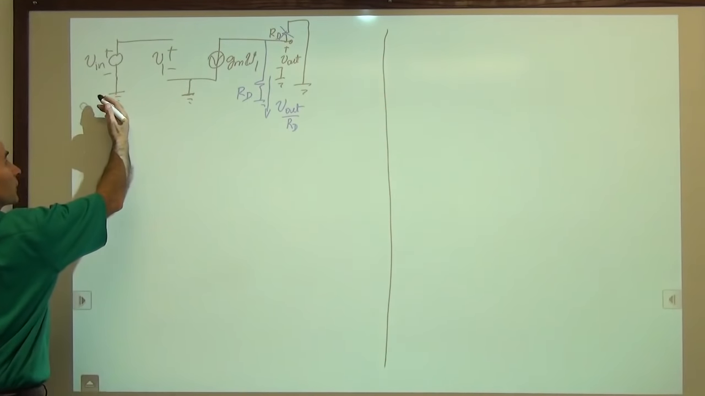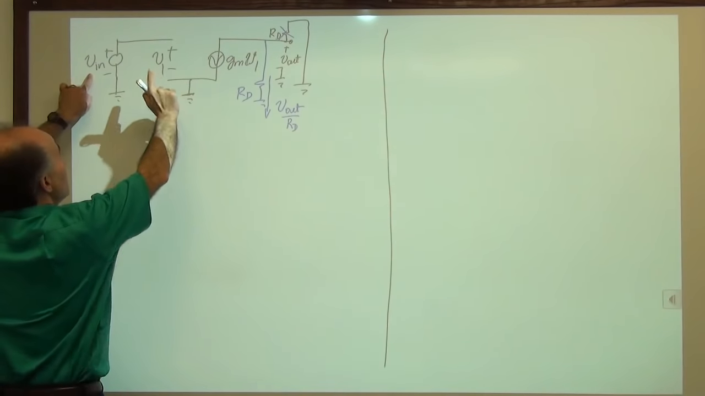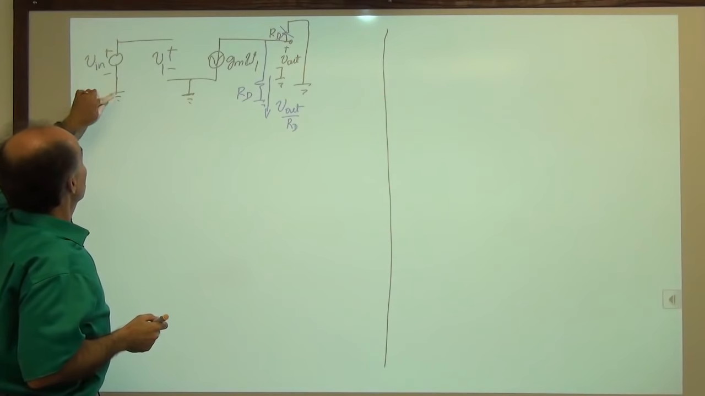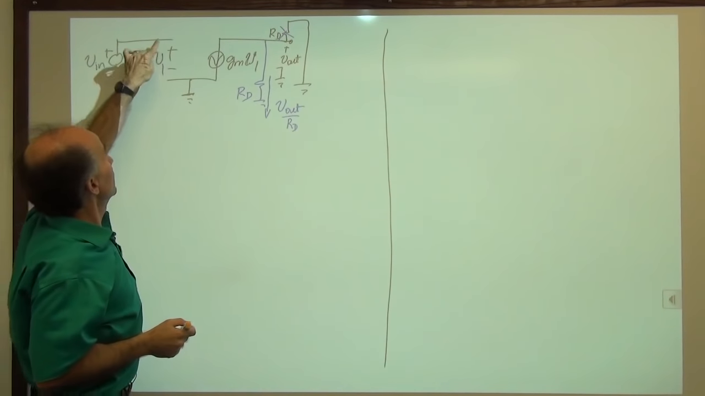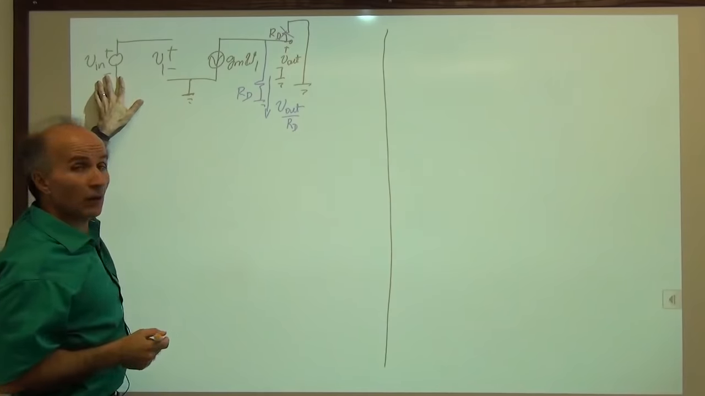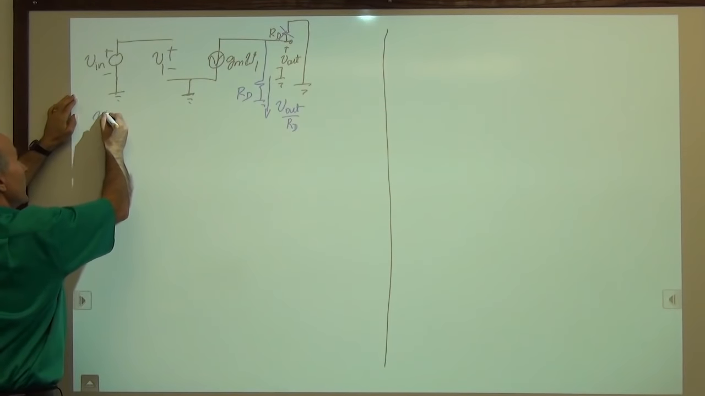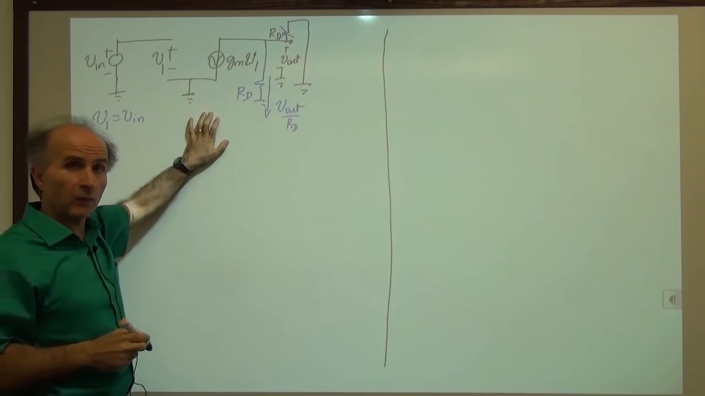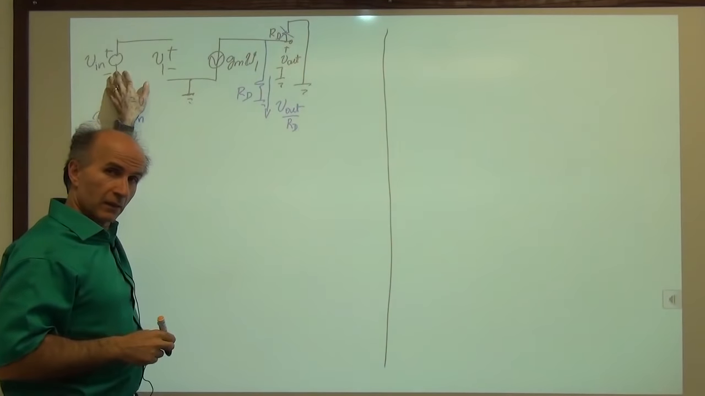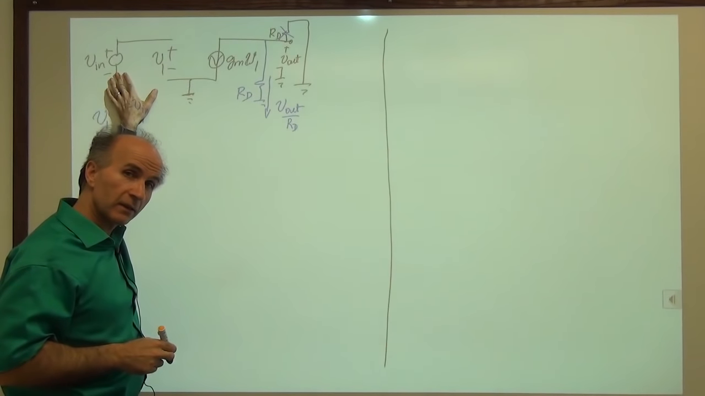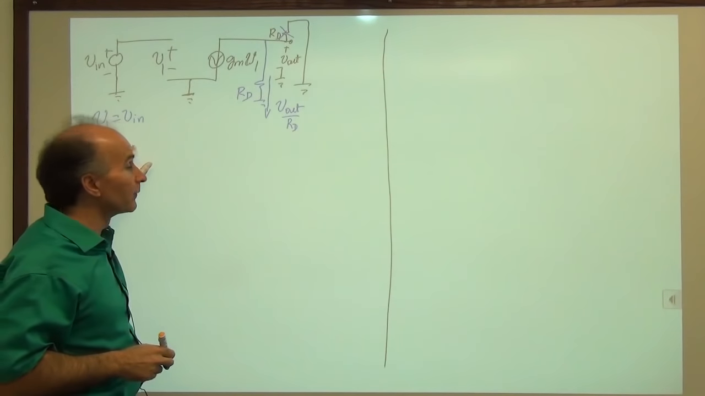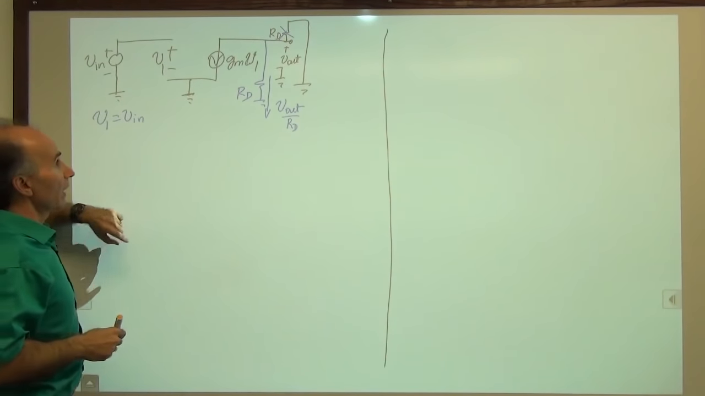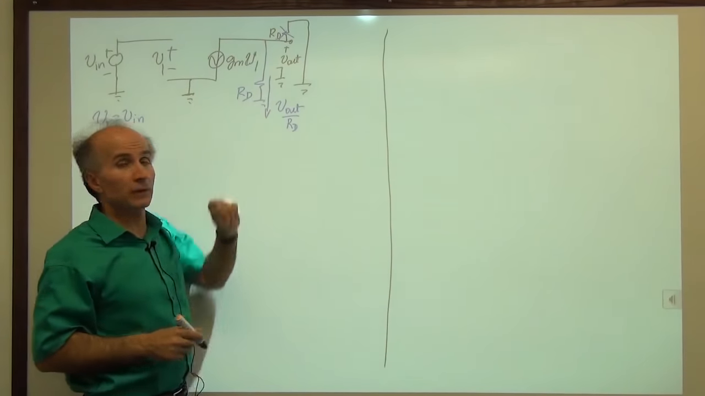Okay, now let's go back to the input of the circuit. How are Vin and V1 related? Vin goes from this terminal to zero, to ground. V1 goes from this terminal to ground. So V1 and Vin are equal. So V1 happens to be equal to Vin. In finding the voltage gain, we are interested in Vout over Vin. So we have to eliminate V1. And this helps us eliminate it. GMV1 becomes GMVin.